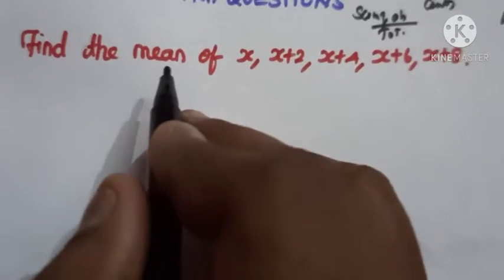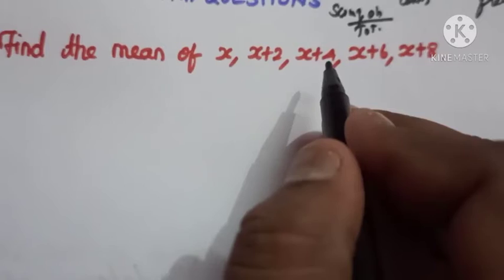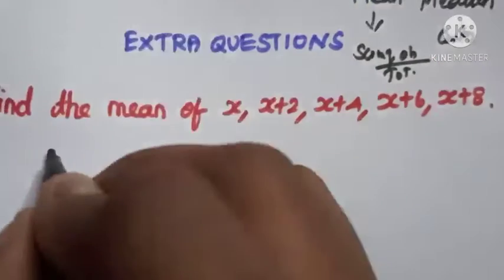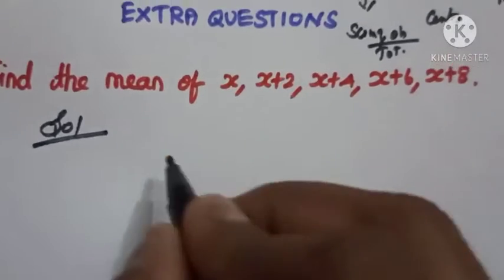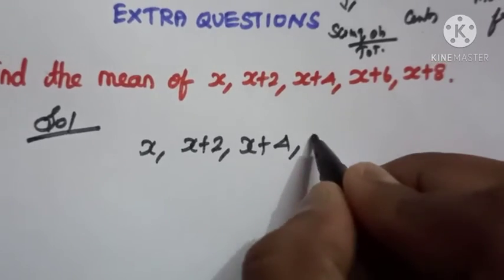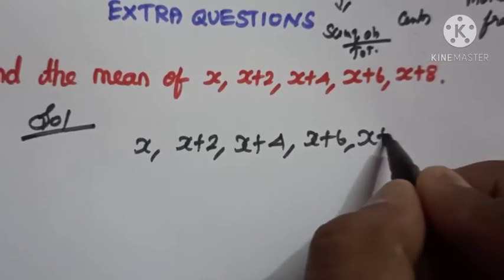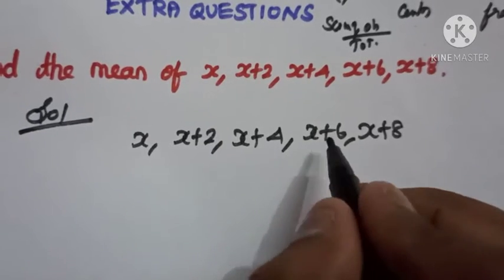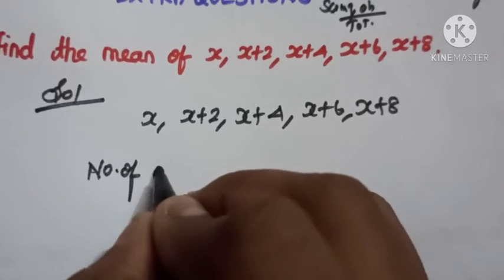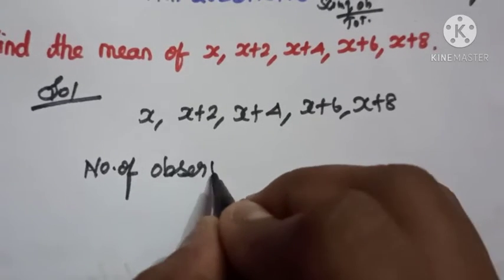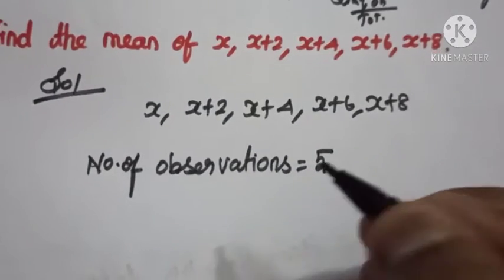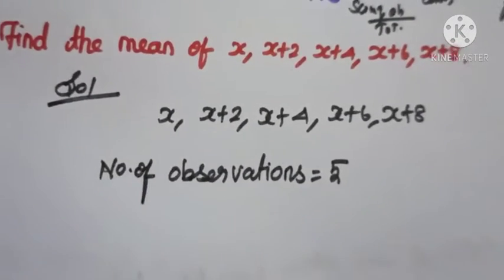Find the mean of x plus 2, x plus 4, x plus 6, x plus 8. So how do you need to find the mean? The solution. First, what is the data? x, x plus 2, x plus 4, x plus 6, x plus 8. So totally 1 2 3 4 5. So here the number of observations is equal to 5.